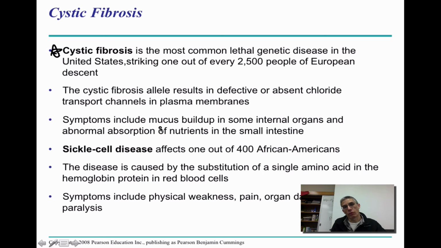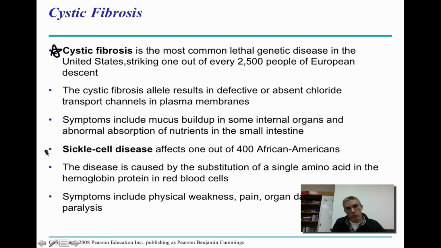Some of the symptoms that you would find with people with cystic fibrosis would be mucus buildup, especially in the respiratory system or the lungs of the individual. But that mucus buildup can also occur in other internal organs. And they also have an abnormal absorption of nutrients in the small intestine.